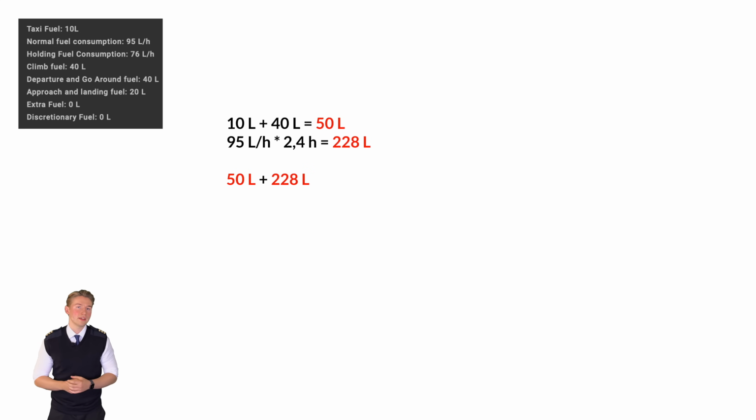Then we fly an approach and a potential landing with 20 liters. Now another one that gets missed out is the contingency fuel. So you need to add 5% of contingency onto the trip fuel. So our trip fuel is departure, cruise and approach, resulting in 14.4 liters.